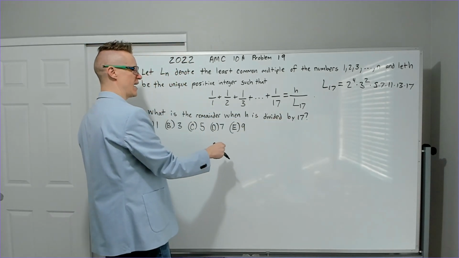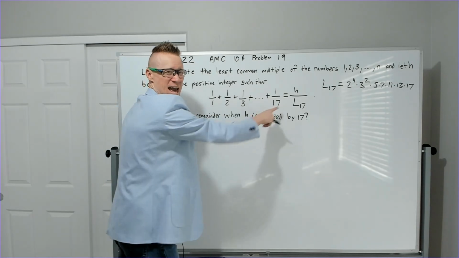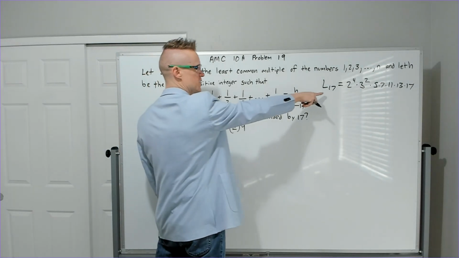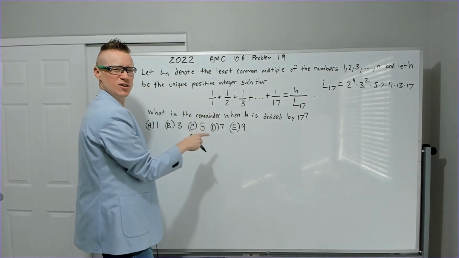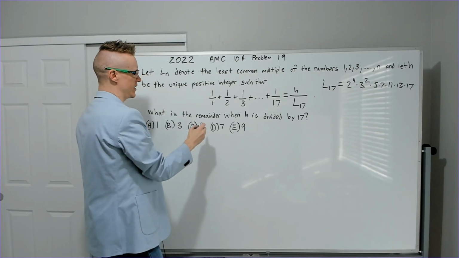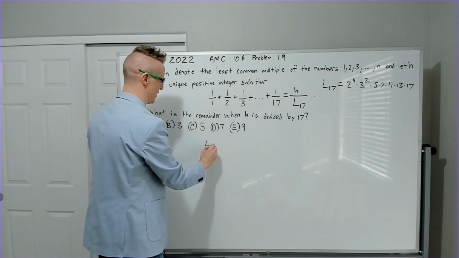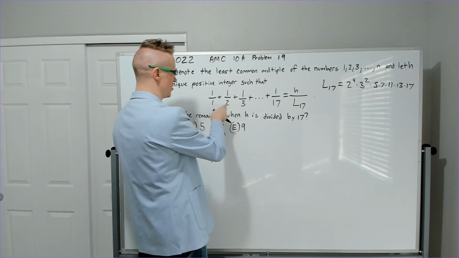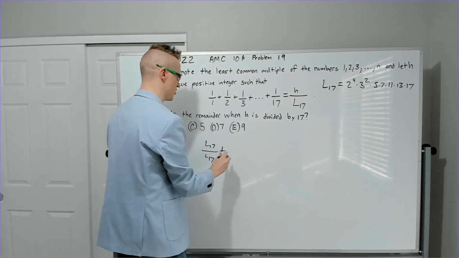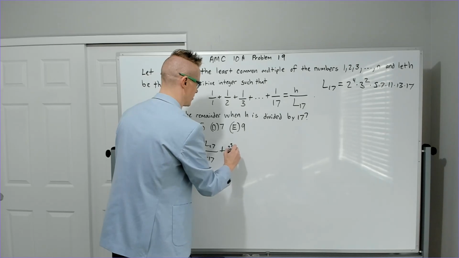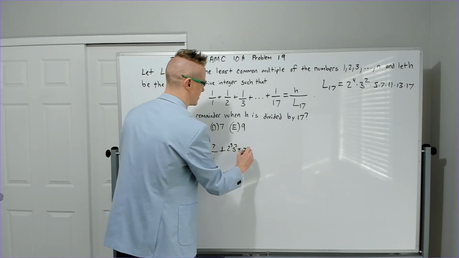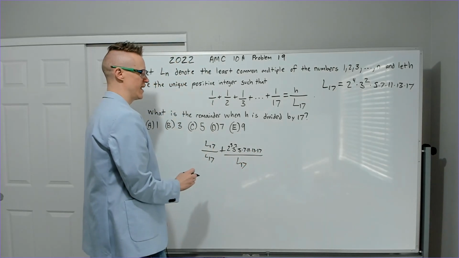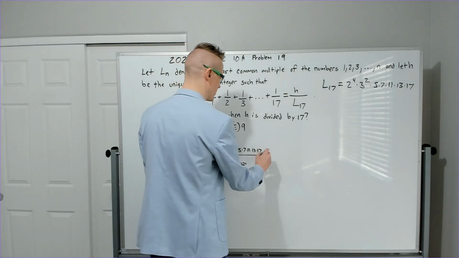Okay, well, how am I going to make these have that as their denominator? I've got a 1 here. I guess I'd have to multiply by L17 over L17. I'm going to write it like that to make it easier. When I get to the 2, I would have to multiply this by everything but one of those 2s. So now I would have 2 to the 3rd times 3 squared times 5 times 7 times 11 times 13 times 17, but down here would be L17. Now, I don't want to keep doing this. I just want to get a feel for what's going on.